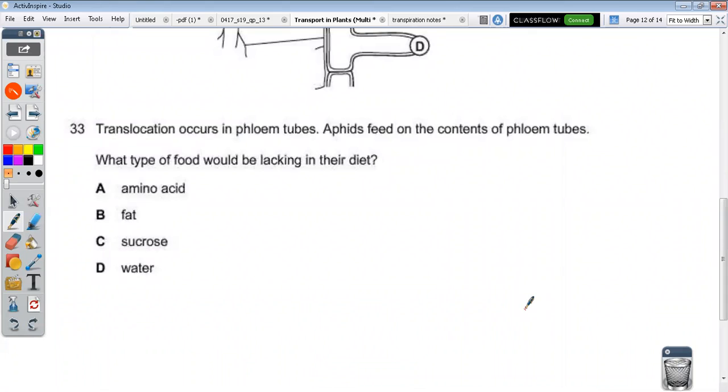Number 33. Translocation occurs in the phloem tubes. Aphids feed on the contents of the phloem tubes. What type of food would be lacking in their diet? So they feed on the amino acids and the sucrose. So what do they lack? Veg.